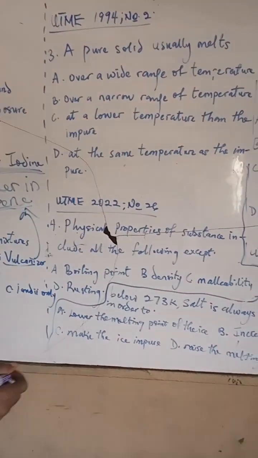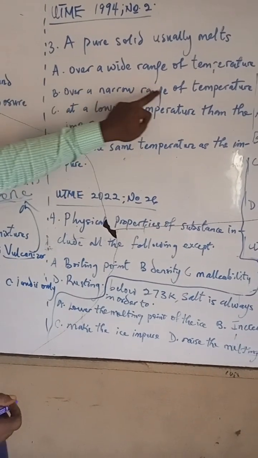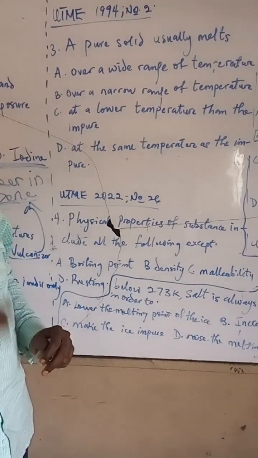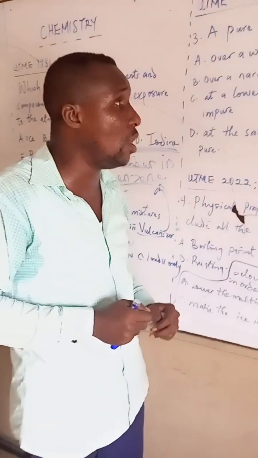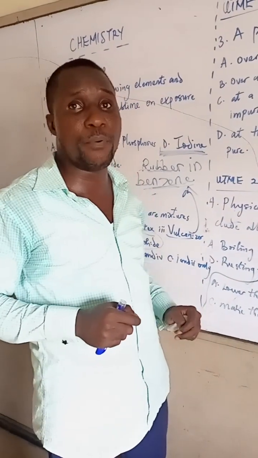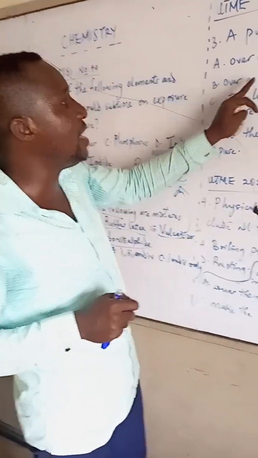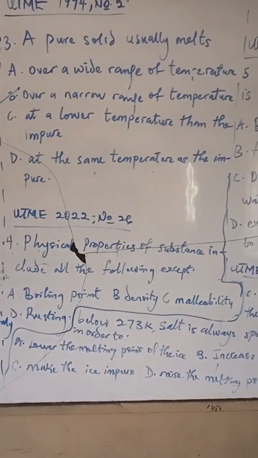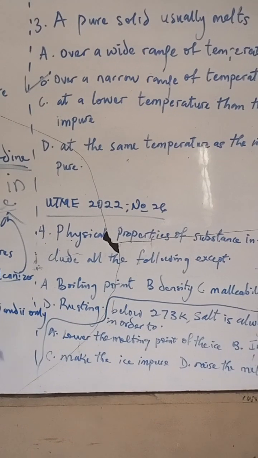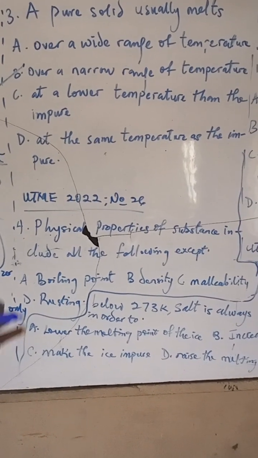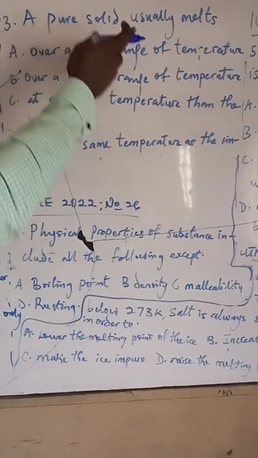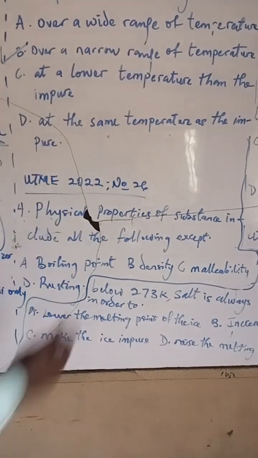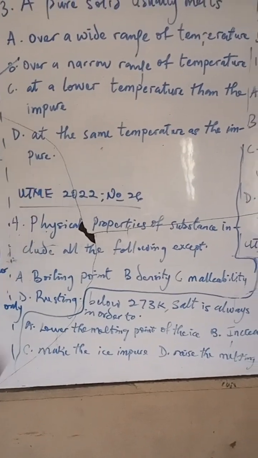That means the answer to this question is what? Over a narrow range of what? Temperature. That means a sharp and constant melting point. That means over a narrow range of temperature. The answer to this question is B. That means it will have a sharp or constant melting point, and it will melt over a narrow range of temperature. Then let's go to the next question.